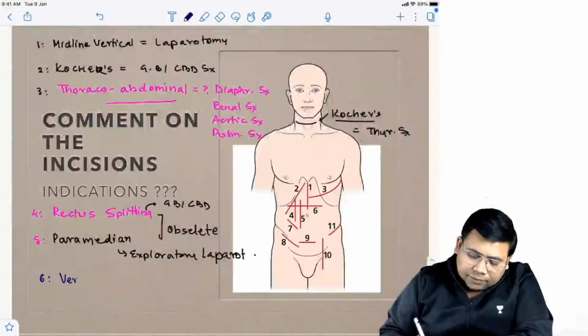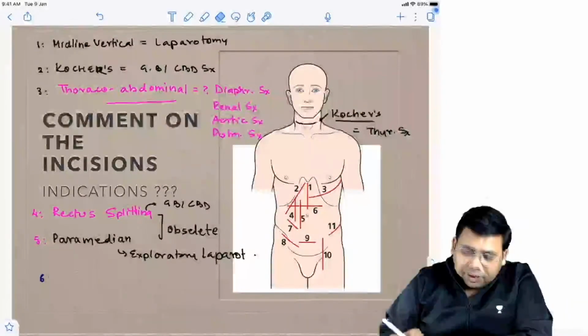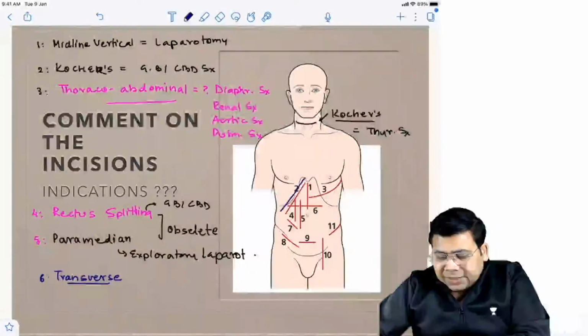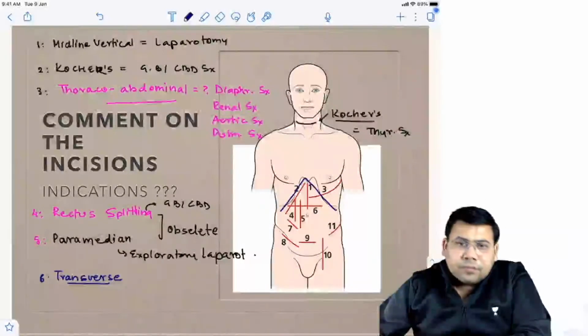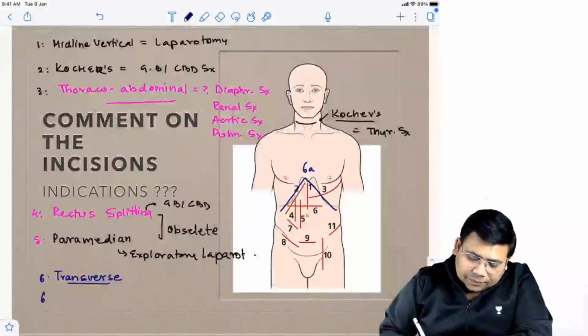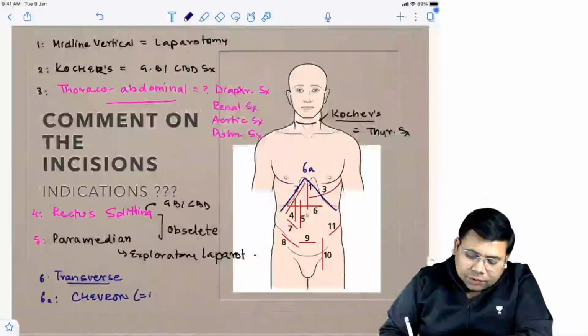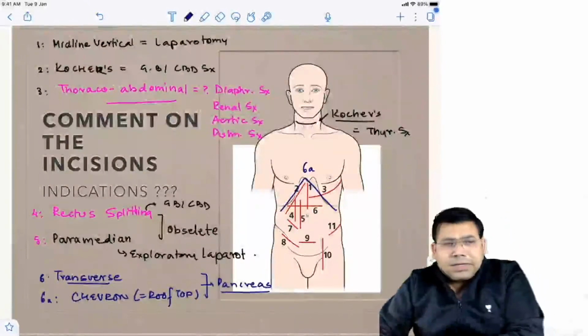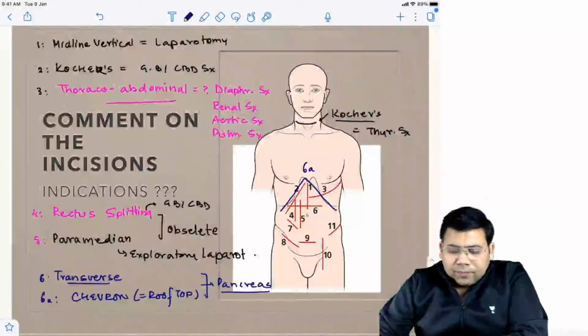Then sixth, we have a transverse. Now I am going to make one more incision here. But just see this, right subcostal, left subcostal, and let me label it 6A. What is this 6A? This is what is known as a chevron. Chevron is equal to rooftop. Both these incisions are for pancreas. So for pancreatic surgery, we make them.